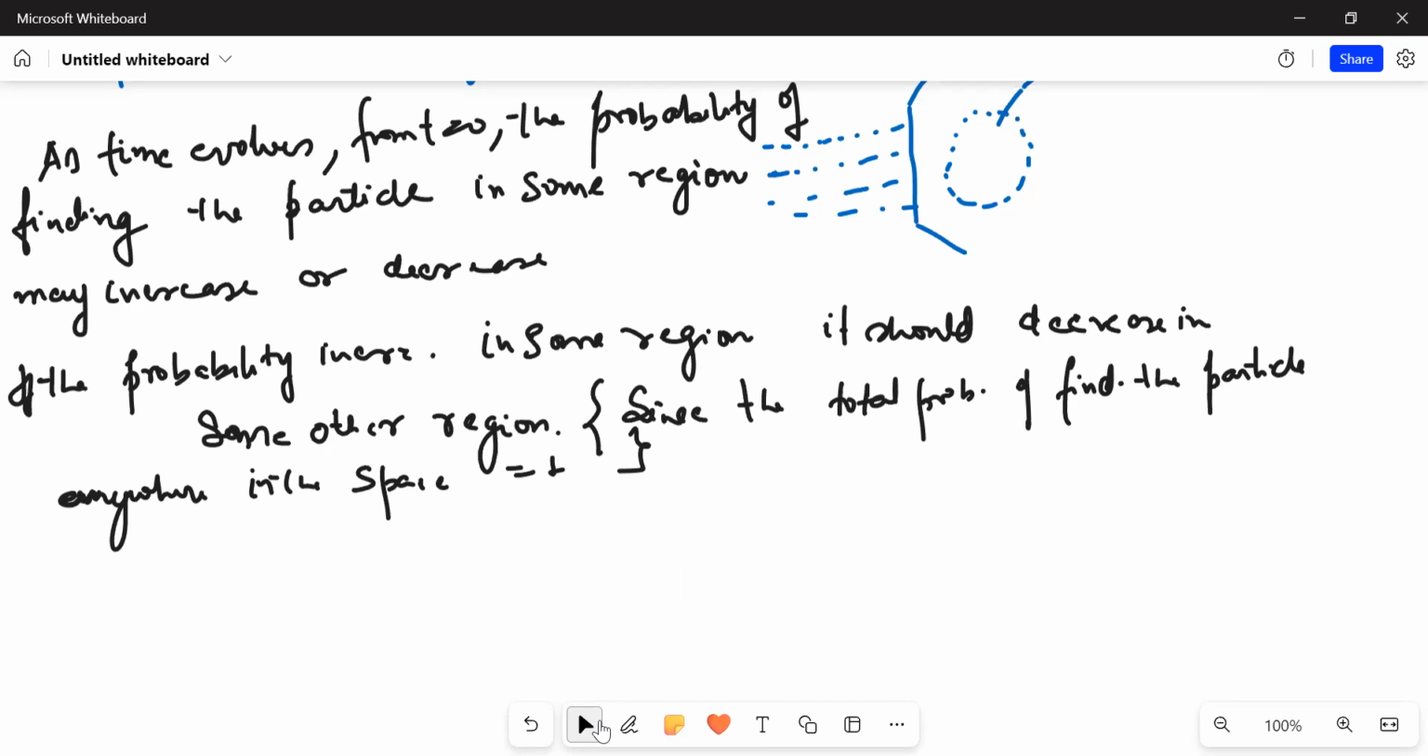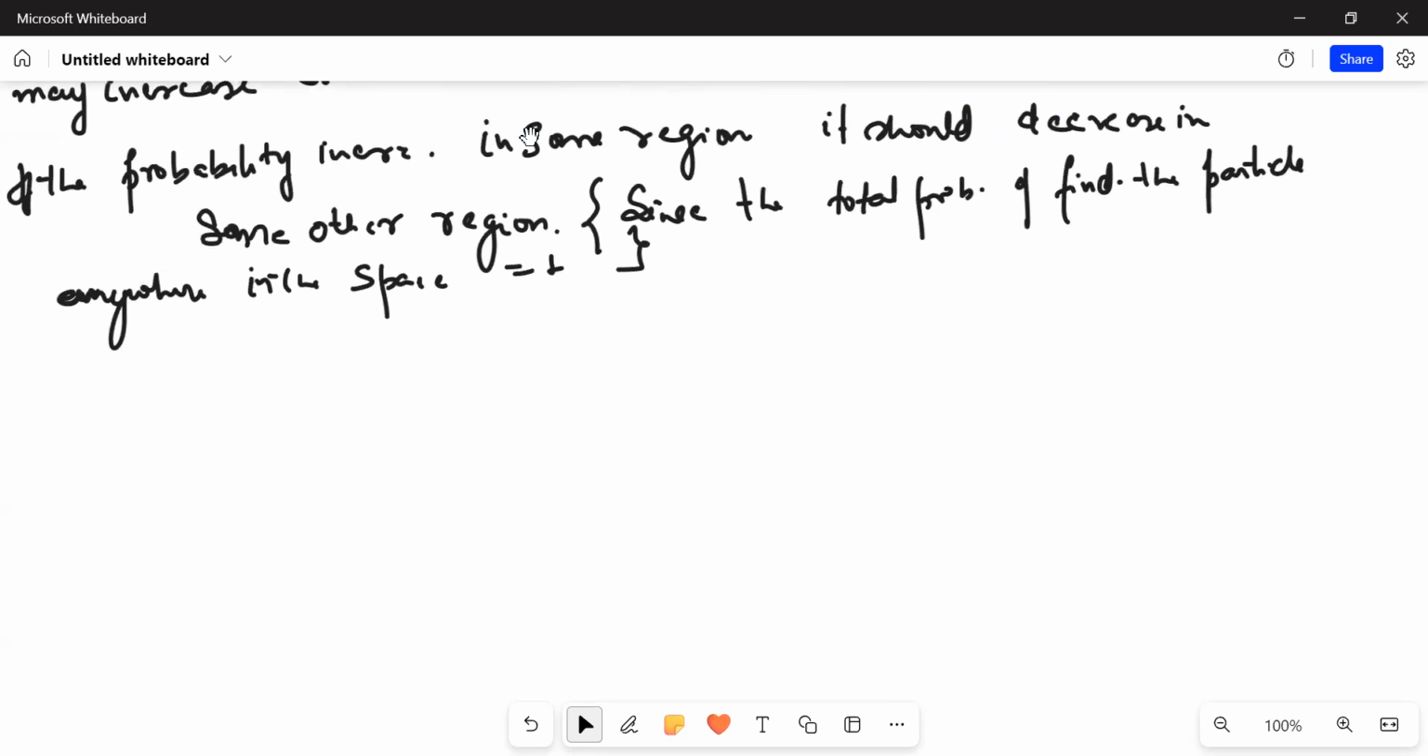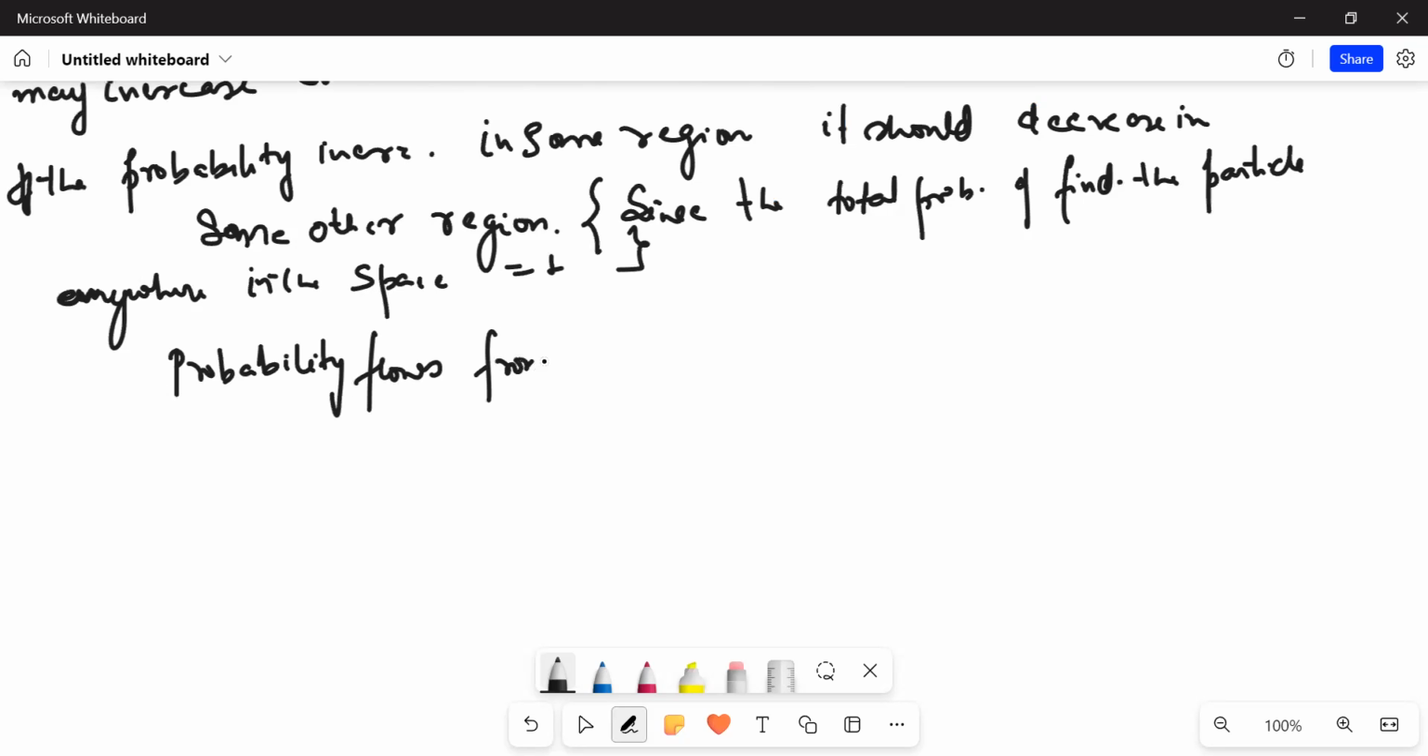Okay, so this is one thing. Now, another thing, let us start with this, whatever I have written. So basically, what happens is that probability flows from one region to another. A similar equation you'll also find in electrodynamics as we go along, but probability flows from one region to another as if it is a fluid.